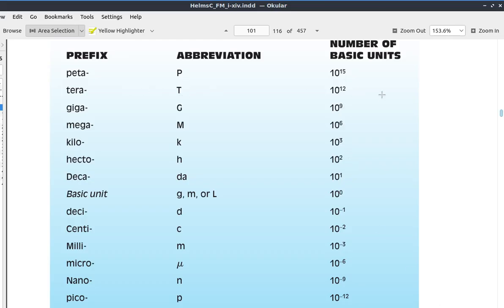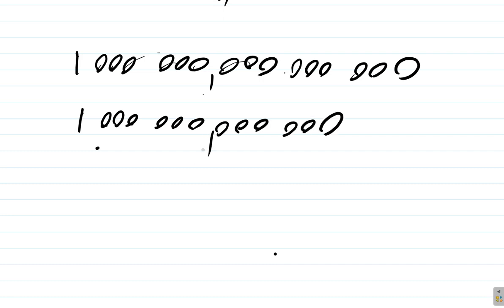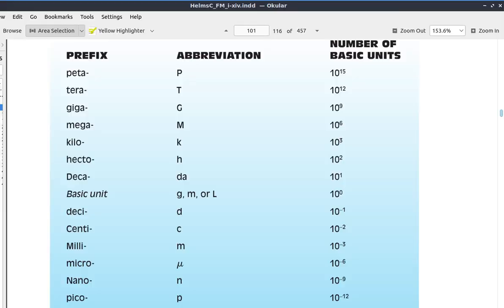Then you have tera, 10 to the 12. 10 to the 12 means you have 1 and 1, 2, 3, 4, 5, 6, 7, 8, 9, 10, 11, 12. 1 million million is a tera.